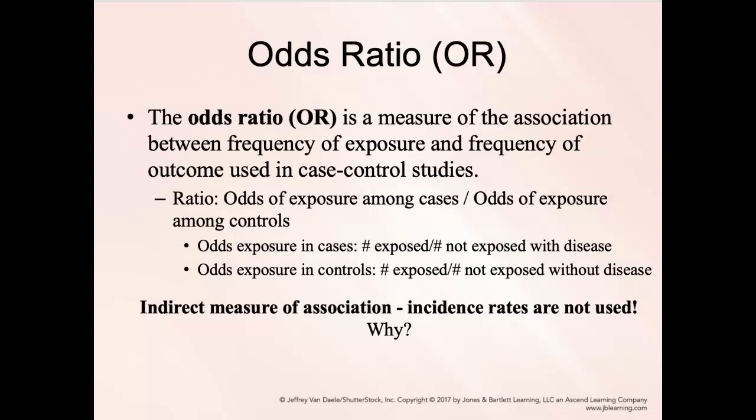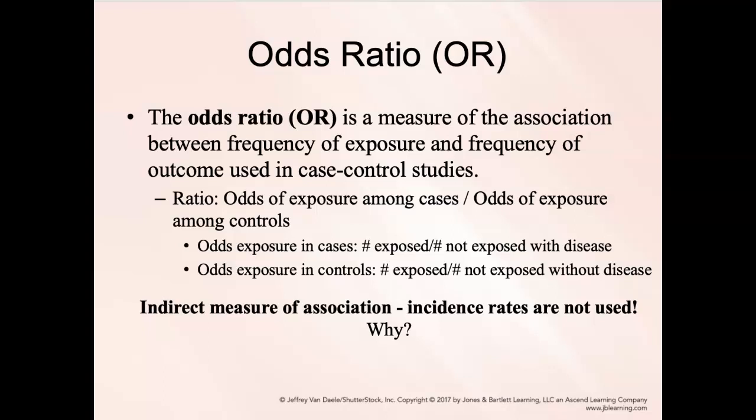When it comes to case control studies, we use an odds ratio, which is often abbreviated as an OR, as the measure of association. This measure of association is essentially telling us information about the frequency of exposure and the frequency of outcome in our case control studies. It is a comparison of the odds of exposure in the cases compared to the odds of exposure in the controls.